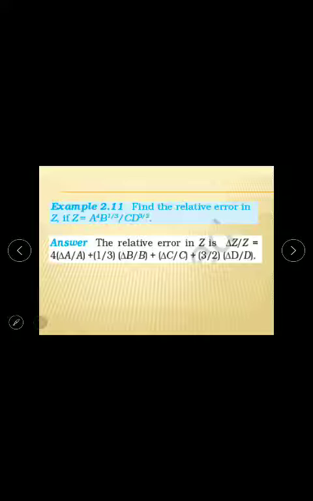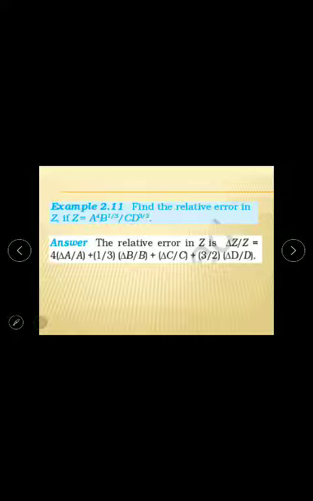Next, try to understand the example. Find the relative error in Z if Z is equals to A raised to 4, B raised to 1/3 upon C into D raised to 3 by 2. So A raised to 4. So 4 we are taking here. See, relative error in Z is delta Z upon Z. It is a relative error equals to 4 into delta A upon A, because A raised to 4 is given. So we have to write 4 times relative error. 4 into delta A upon A. Next is B raised to 1/3. So 1/3 we are taking, 1/3 times relative error of B, that is delta B upon B.